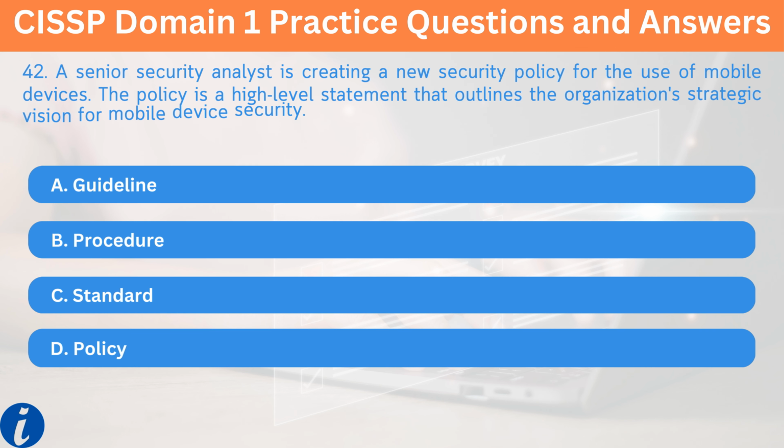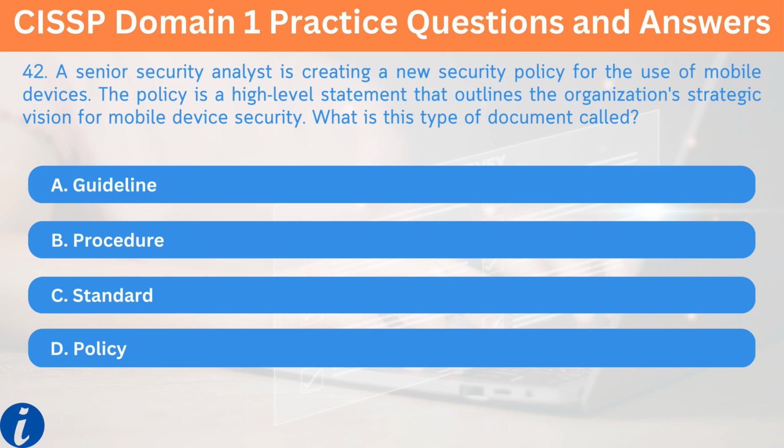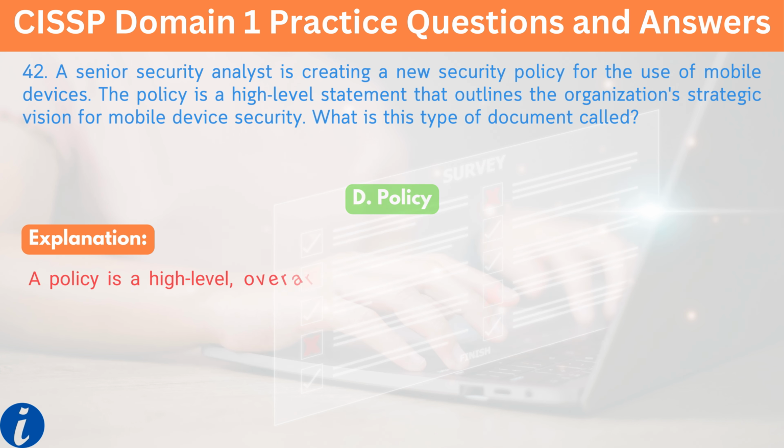42. A senior security analyst is creating a new security policy for the use of mobile devices. The policy is a high-level statement that outlines the organization's strategic vision for mobile device security. What is this type of document called? A. Guideline. B. Procedure. C. Standard. D. Policy. The correct answer is D.